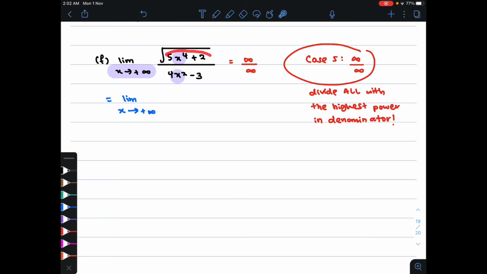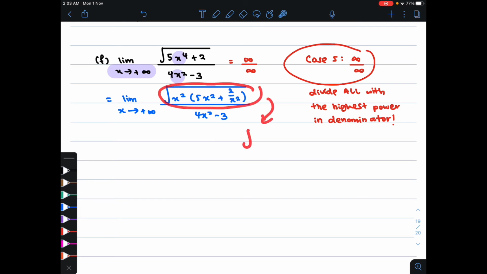Just factorize 5x to the power of 4 plus 2 in order to get x squared. So factorize out x squared from this expression, and we will get square root of x squared times 5x squared plus 2 over x squared. The denominator stays the same. Now for the numerator, we will separate it to become square root of a times square root of b. And we know that as x approaches positive infinity, square root of x squared will become positive x.